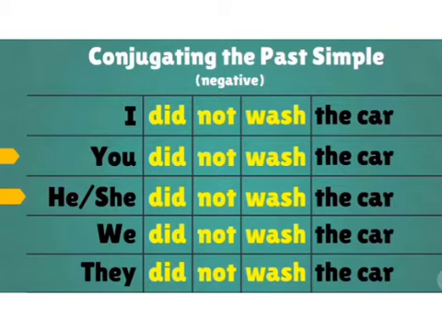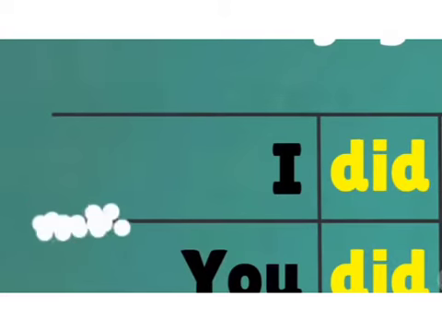You did not wash the car. He or she did not wash the car. Next, we did not wash the car. And the last one is they did not wash the car. So, using verb plus ed is absolutely wrong here.